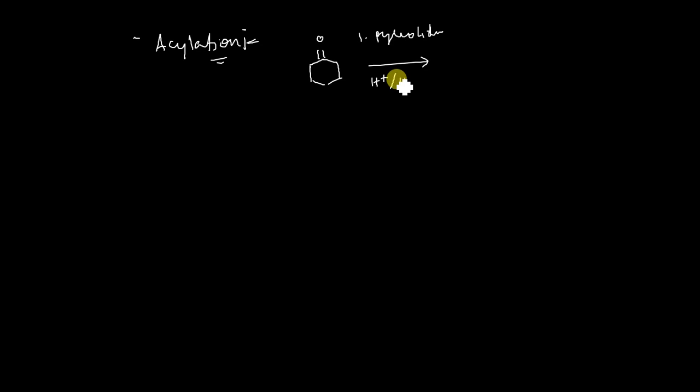Coming to the other application, that is the acylation process. You can also do the acylation process using these enamines as synthetic intermediates. The reaction is the same: take a simple cyclohexanone, treat it with pyrrolidine under acidic conditions using a dehydrating agent, followed by an acylating agent, either acid halide or acid anhydride, and do the hydrolysis, which gives you the acylated product. So the mechanism is simple.